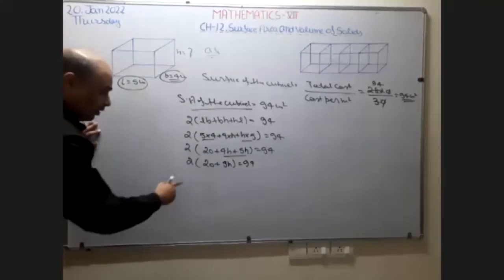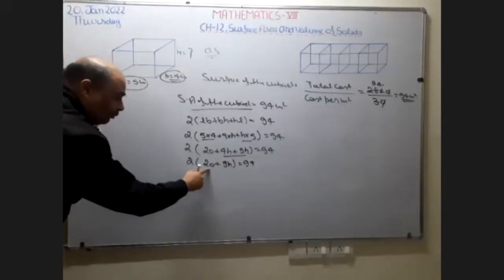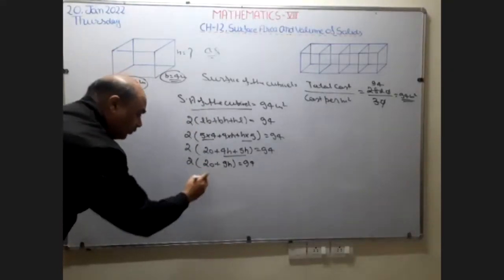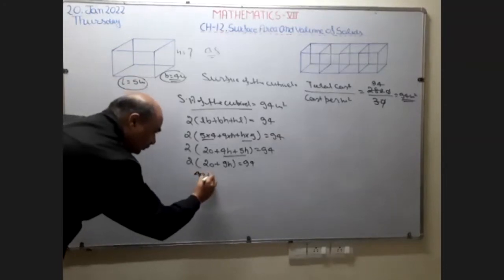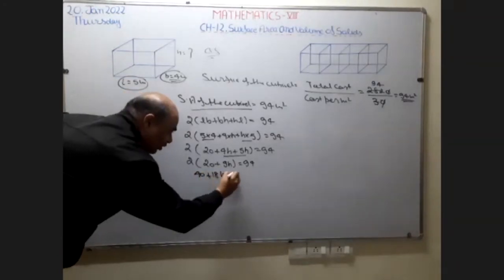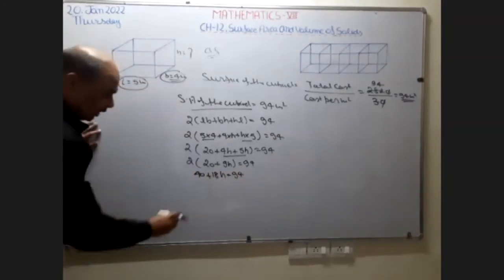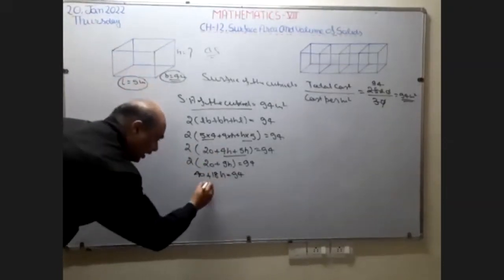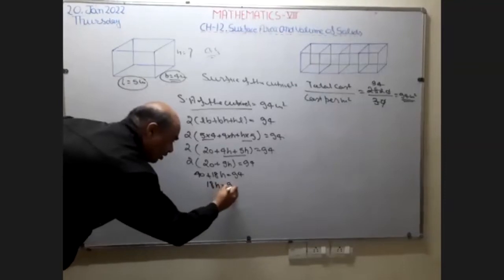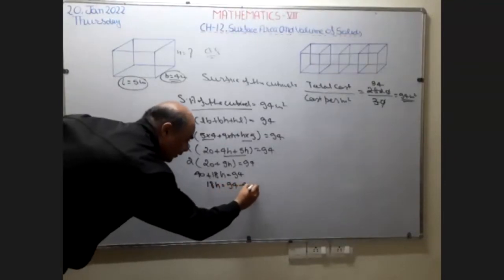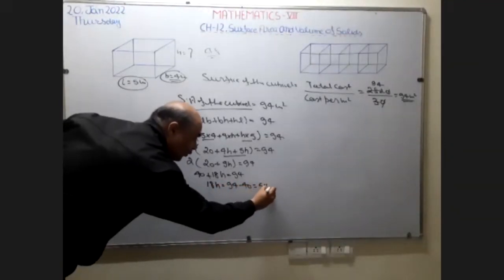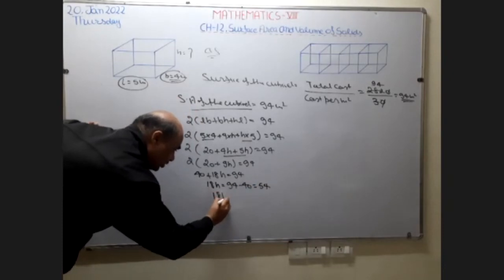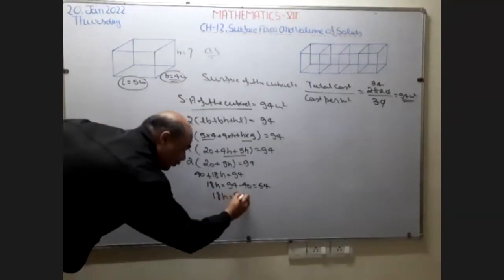Now open the bracket. When you want to open the bracket, this 2 is multiplied with 20 and 9h also. So this is going to be 40 plus 18h equal to 94. Okay. Now take this 40 from left to right. So this positive term becomes negative. So right here 18h is equal to 94 minus 40. It's going to be 54. Now 18h is equal to 54.